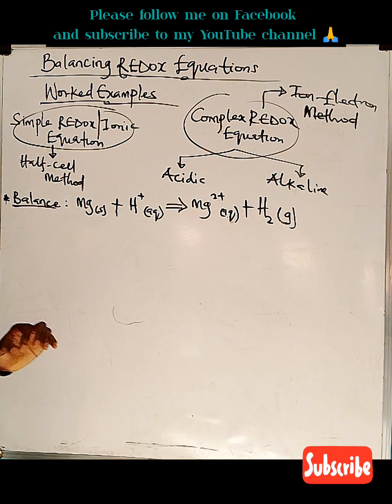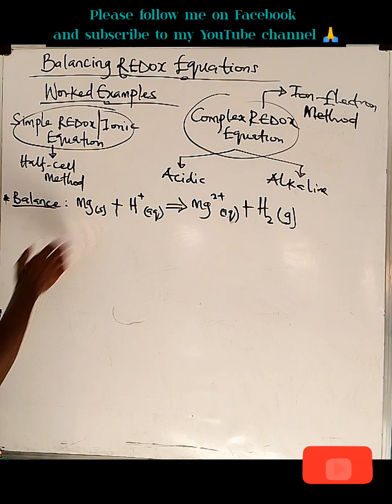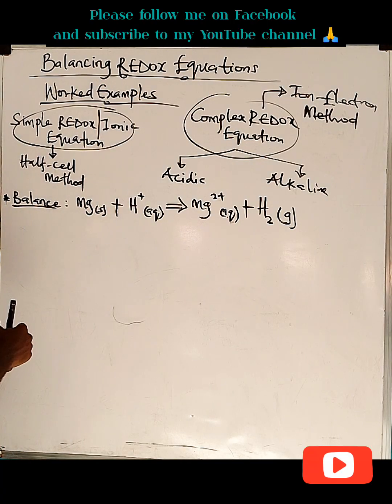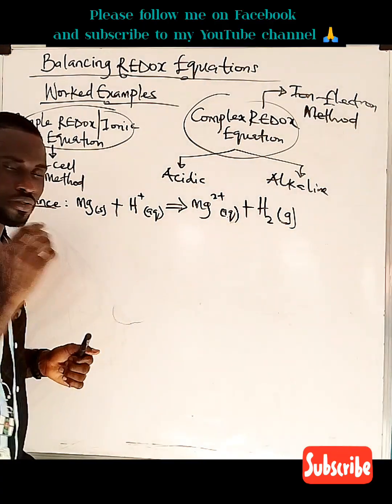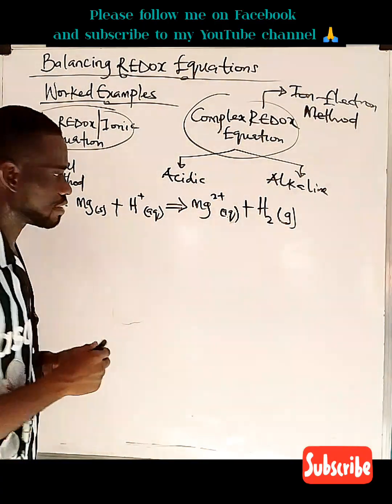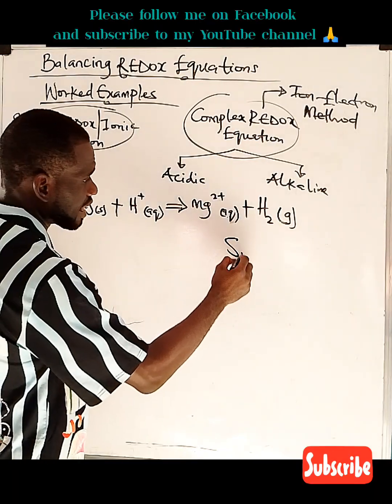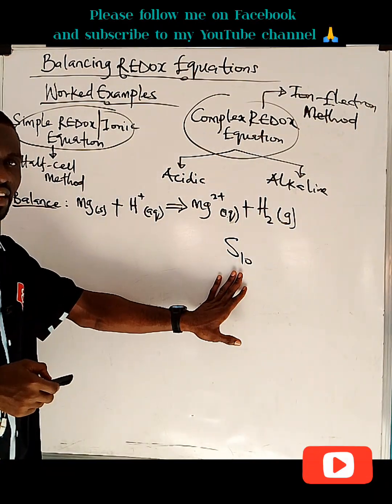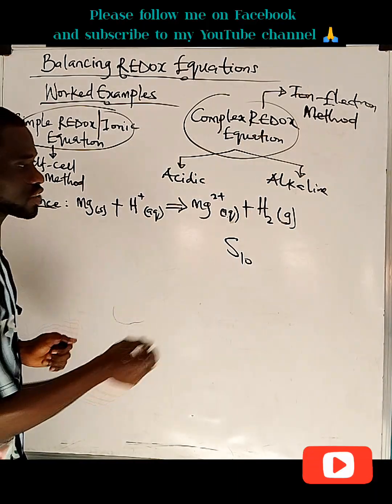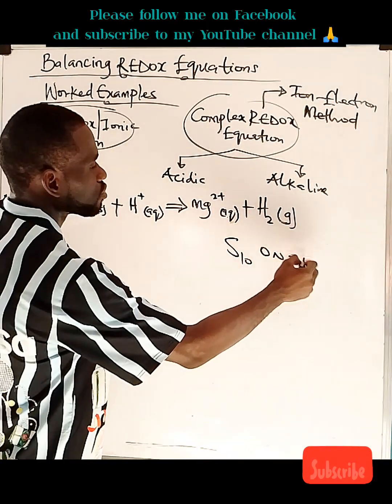So how do we know the oxidation number? That's the first question you're going to ask yourself. How do I get to know the oxidation number for magnesium, for this hydrogen aqueous, for this, and for this? Now, the fact is this: when you have an atom of an element, no matter the amount of atoms of the element, let's say if I have 10 atoms of sulfur, what is the oxidation number for this S10, for these 10 atoms of sulfur? The oxidation number is equal to 0.